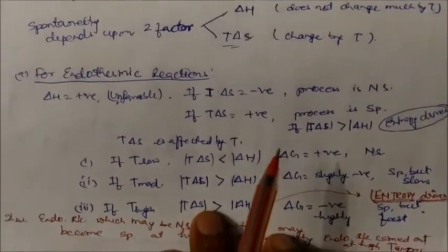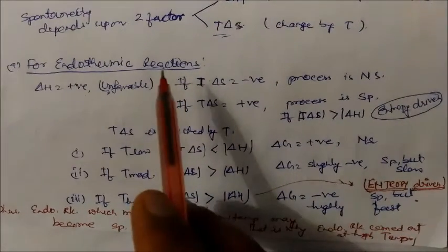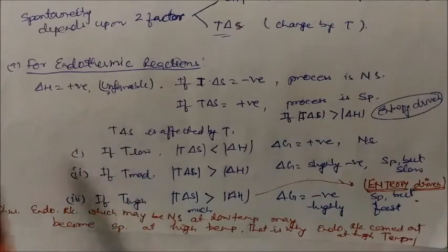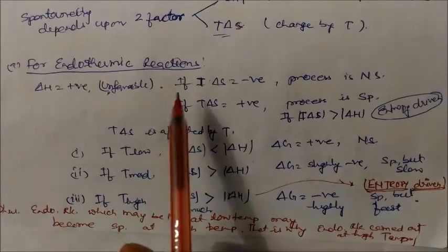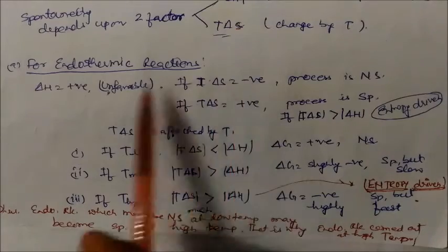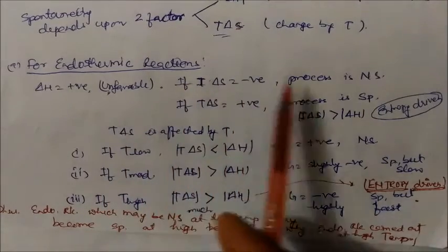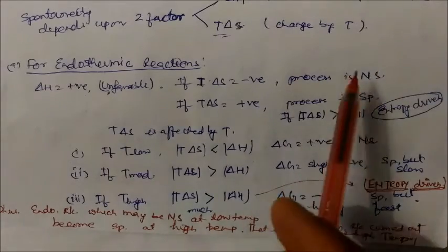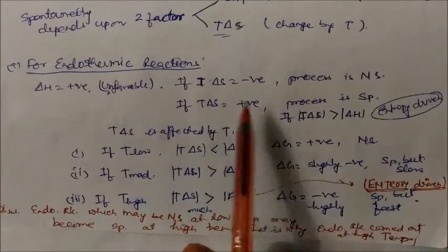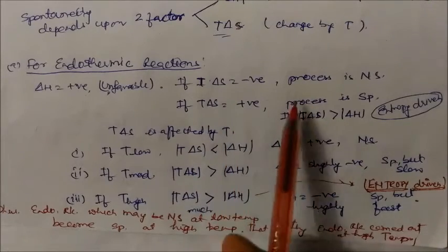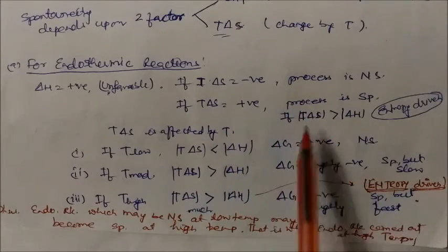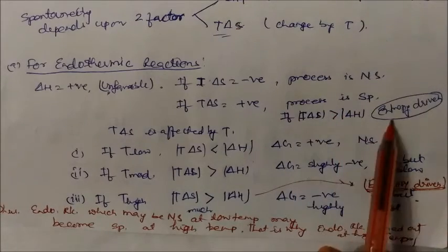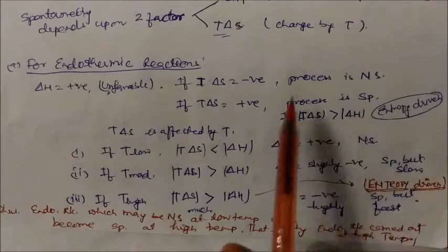If the reaction is endothermic, delta H is positive, this is unfavorable, because this is exothermic and this is endothermic. If T delta S is negative, in this case, the process will be non-spontaneous. And if T delta S is positive, the process will be spontaneous. Meaning if T delta S is greater than the magnitude of delta H, this process will be entropy driven.